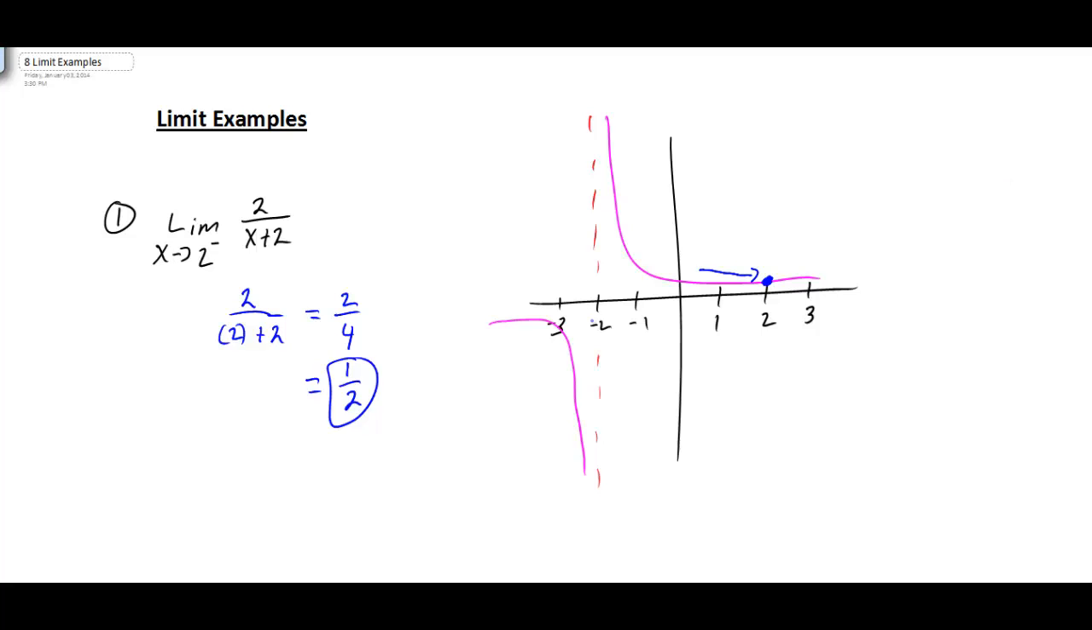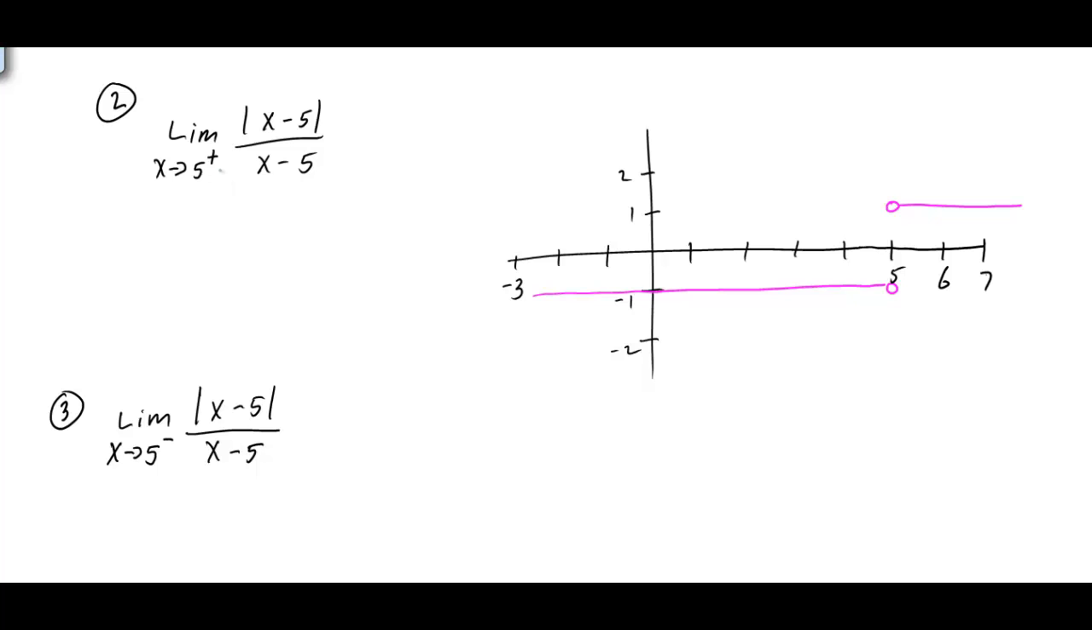Now you may ask, what would happen if we were approaching negative 2? If the problem says we approach negative 2 from the left, well here there's a vertical asymptote at negative 2, and if we were approaching negative 2 from the left, what's happening to your graph? Your graph is going down. Again, there's a split, so therefore your limit does not exist if we were approaching negative 2.